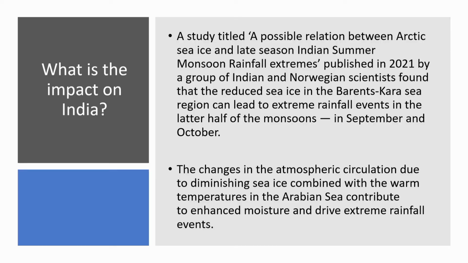Studies have been carried out on a possible relation between Arctic sea ice and late season Indian summer monsoon rainfall events. These were carried out in the region of Barents and Kara Sea by both Indian and Norwegian scientists. The studies found that the changes in the atmospheric circulation due to diminishing sea ice, combined with warm temperature in the Arabian Sea, contribute to enhanced moisture and drive extreme rainfall events. That means a study was carried out in the Arctic region, especially in the Barents and Kara Sea region, by Indian and Norwegian scientists.